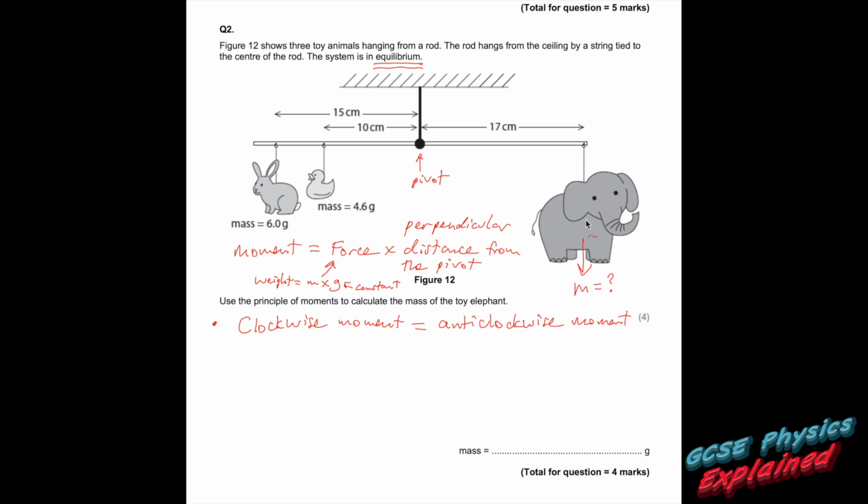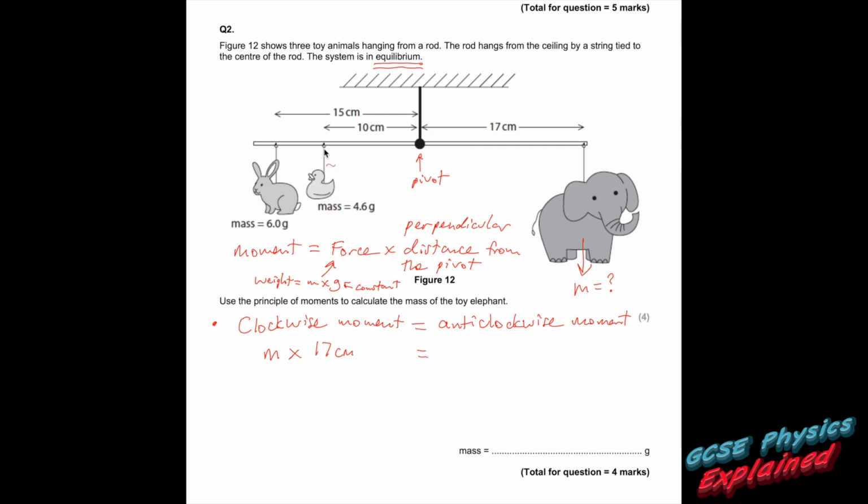Now follow the direction of the force and go round the back of the pivot and keep going in that direction. And what is that direction? It's clockwise. So this elephant is providing a clockwise moment. So if we say the mass of the elephant times by the perpendicular distance, that is the only clockwise moment that we've got in the picture. And that's going to equal the anti-clockwise moment.